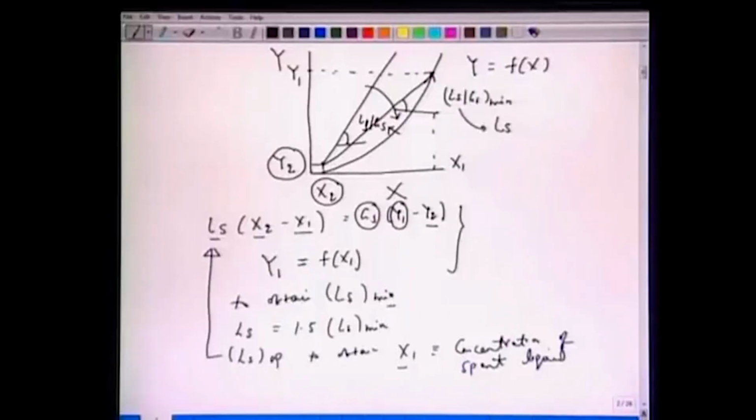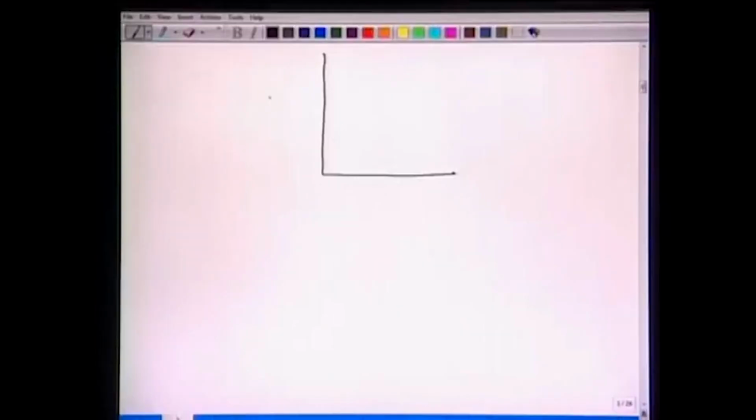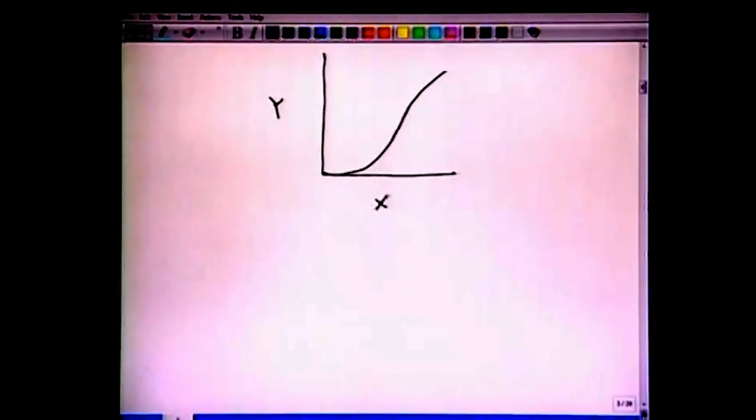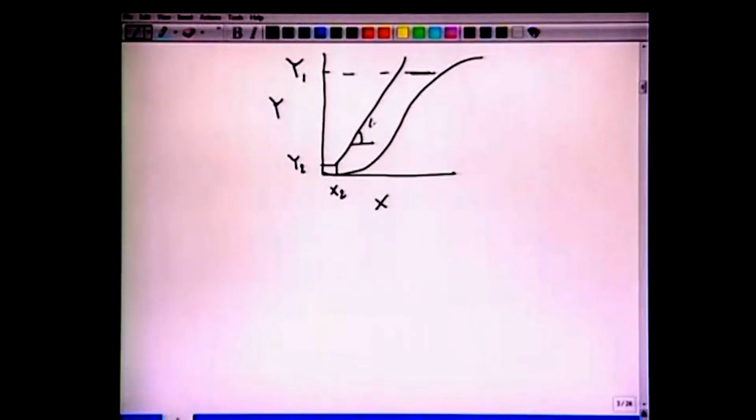In other words, let's see this graph here. Suppose we have an equilibrium curve like y versus x, and our equilibrium curve goes like this, and we concentrate on the same x2 and y2 which we had earlier, and this y1 was given here at some concentration. Now if you want to draw an operating line with the slope of Ls over Gs, and we reduce the slope, in other words we are trying to find the minimum amount of Ls, we must realize that we can have a tangent here.